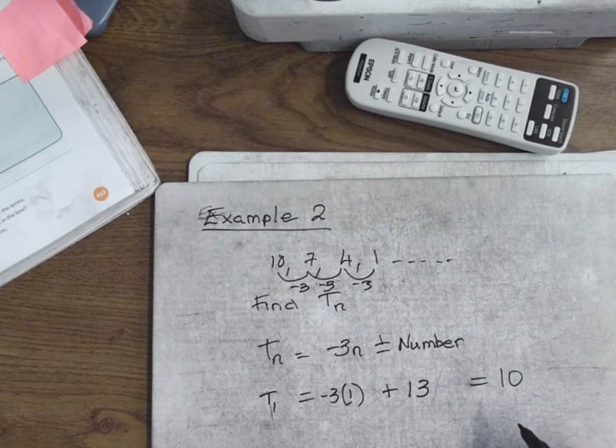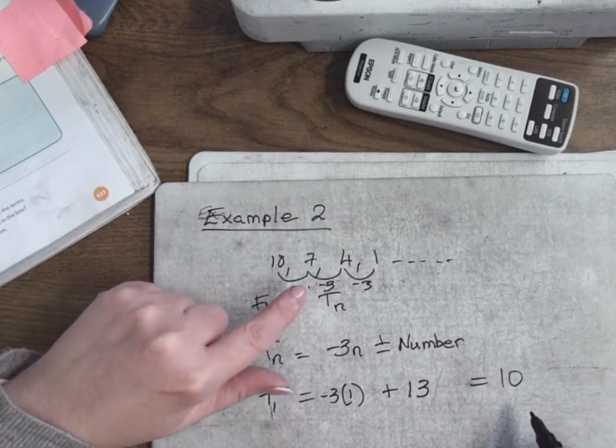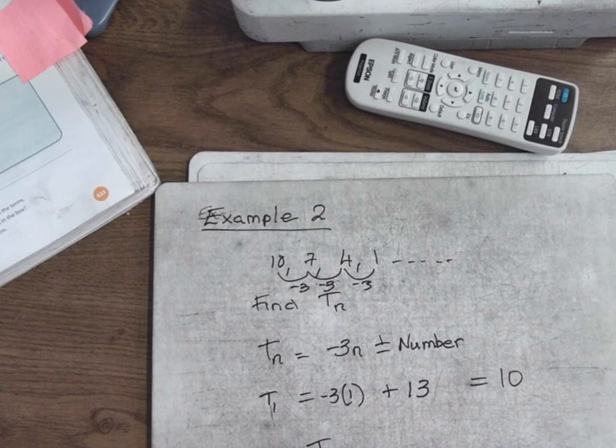It's not plus 7, because minus 3 plus 7 would be 4. I want to end up at 10, so I'm at minus 3, so I have to go up 13 steps to get to 10. Check my answer. Tn, I think, is minus 3n plus 13.